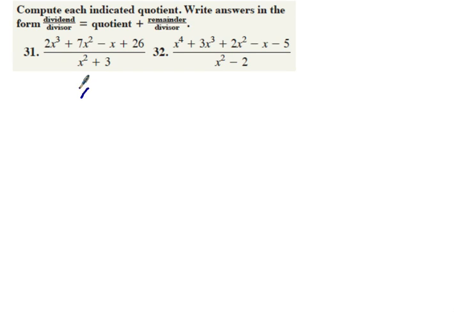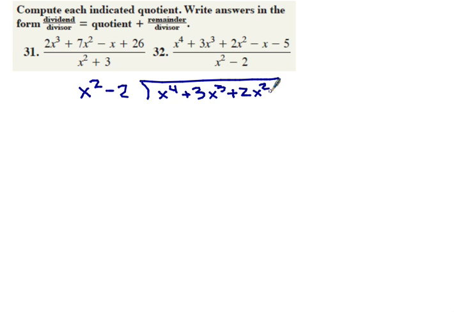So we'll have this x squared minus 2, and we're going to divide that into your x to the 4th plus 3x cubed plus 2x squared minus x minus 5. Okay? So same approach as what we did earlier, but now it's a nonlinear term. So x squared, how many times does that go into an x to the 4th? Or what times x squared gives me x to the 4th? X squared.